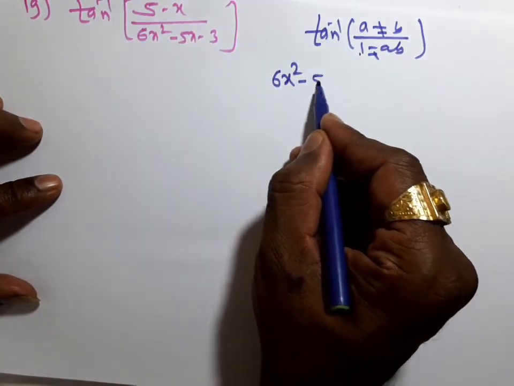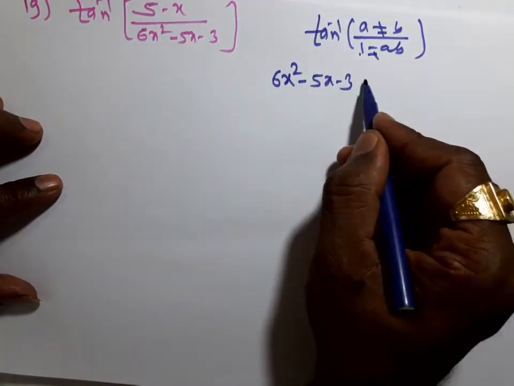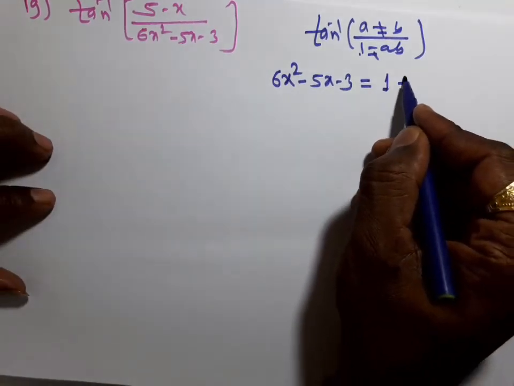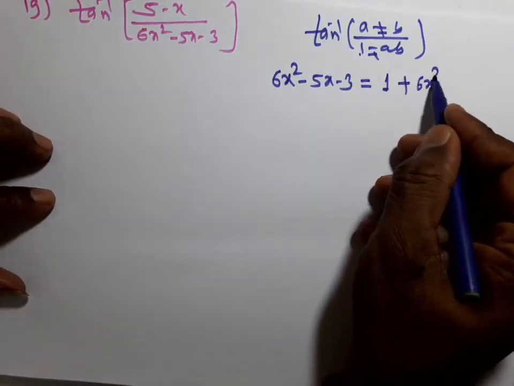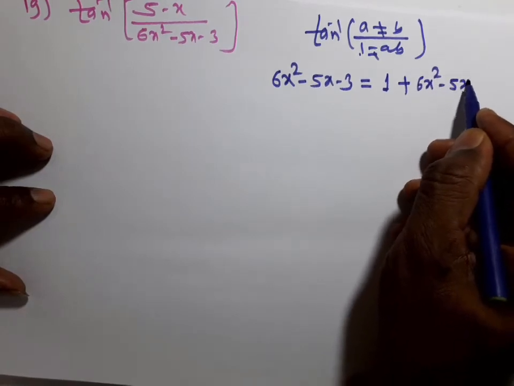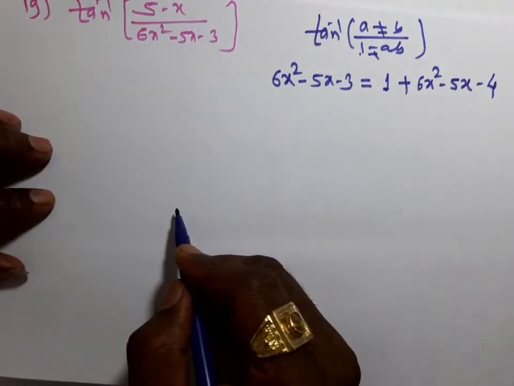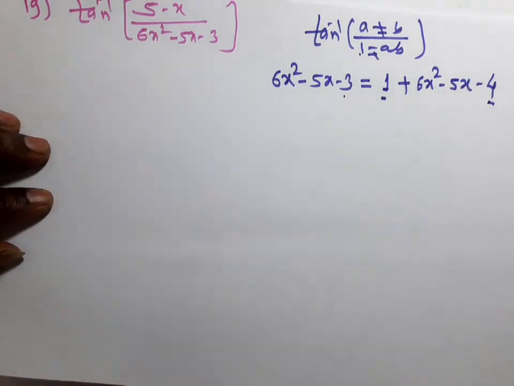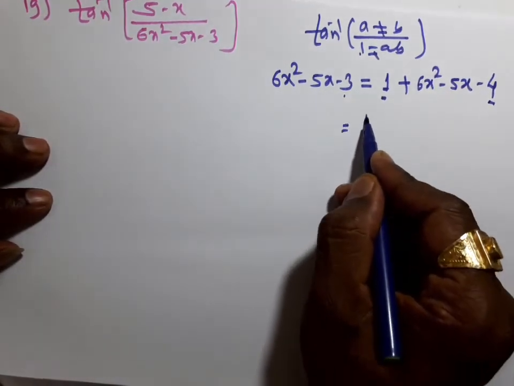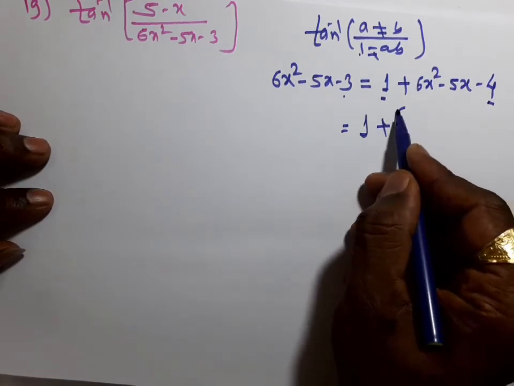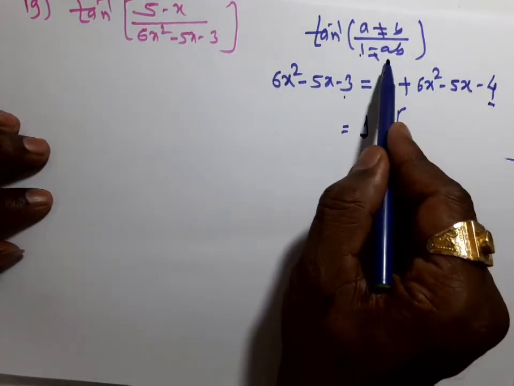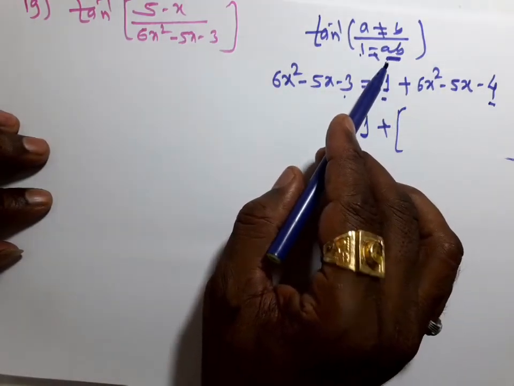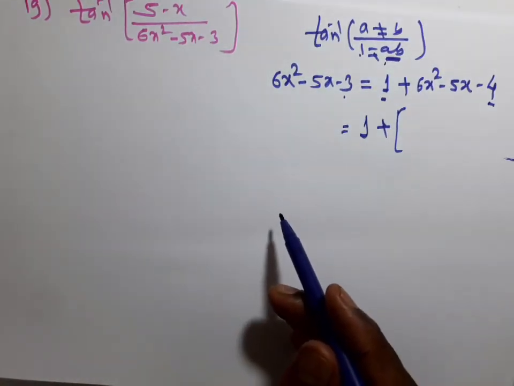6x square minus 5x minus 3. This I can write as 1 plus 6x square minus 5x minus 4. This 1 minus 4 is minus 3. Now by using this formula, you know that here is a product, and their addition or subtraction is at the numerator.